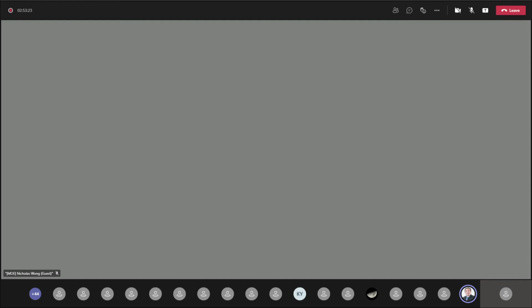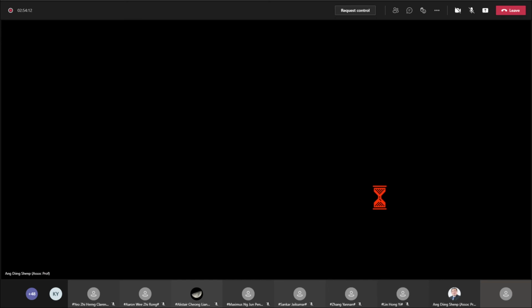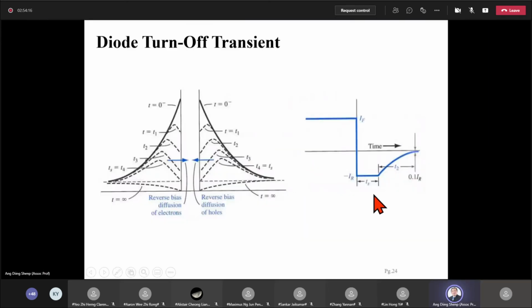Okay. So, can I ask, for the diode turn-off transient at the last slide, why is there the t_S where the current remains constant? Okay, let me get back to the slide. Are you referring to this current here? Yes. Okay, this is approximately constant.